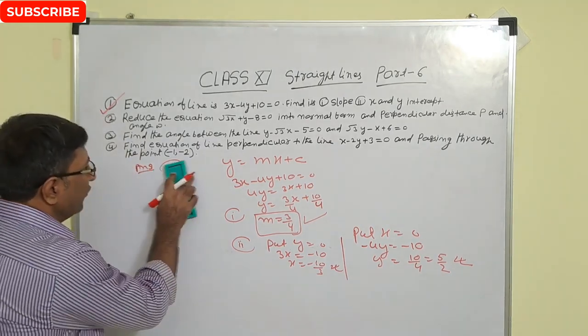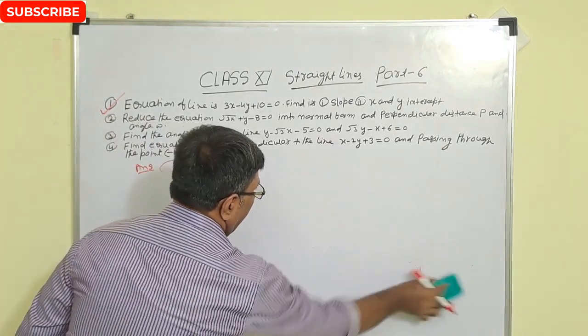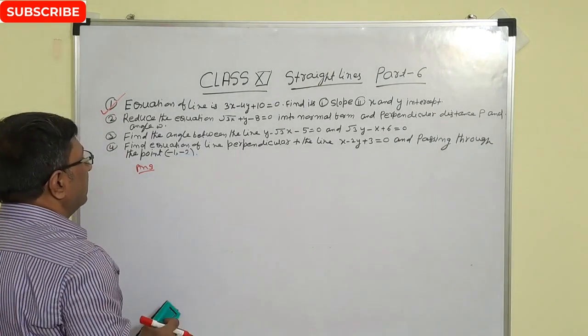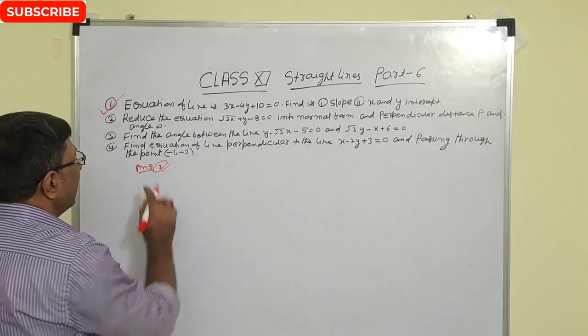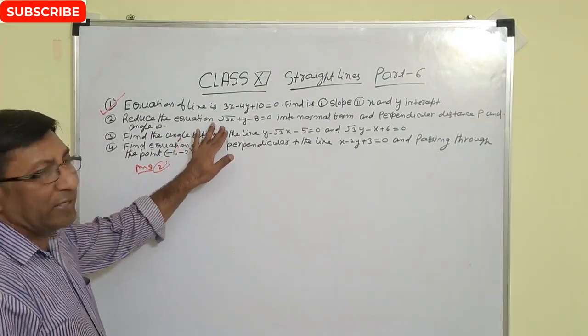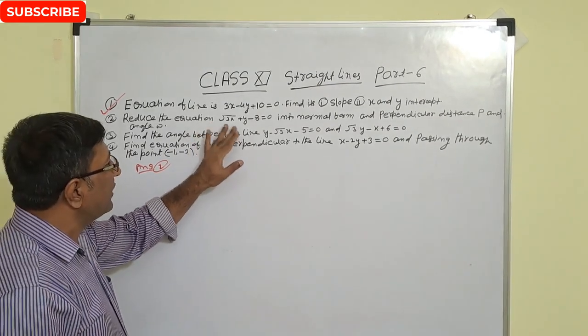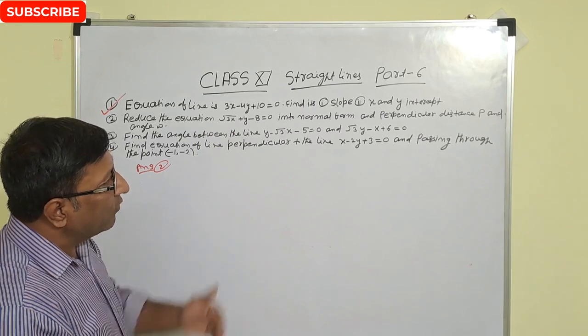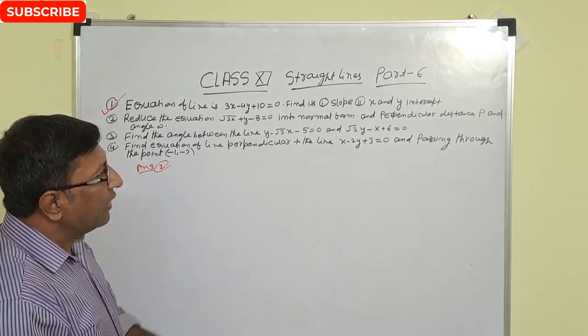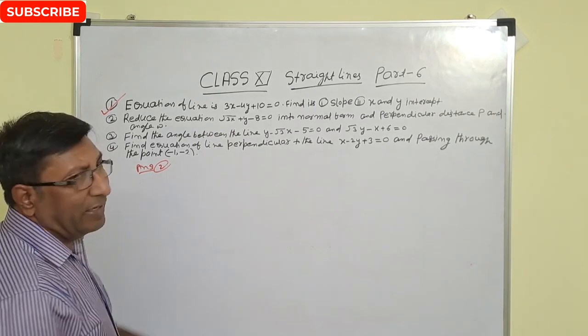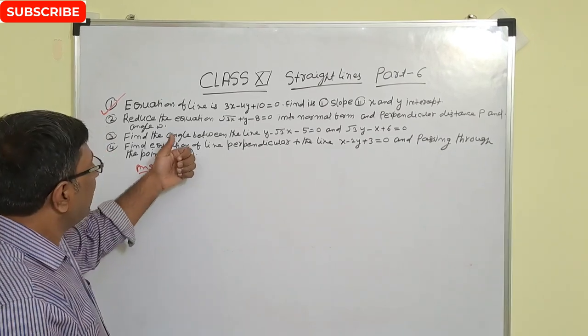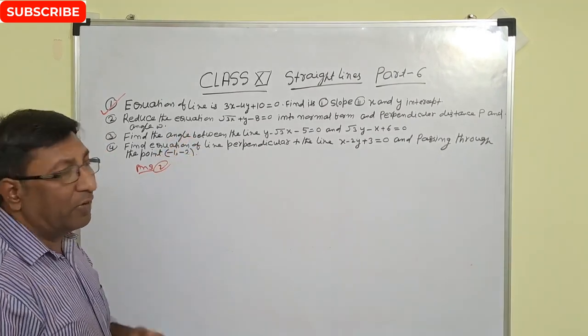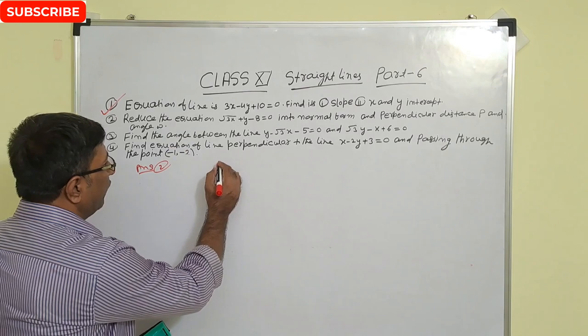Now see the next question. The second question is: reduce the equation root 3x plus y minus 8 equal to 0 into normal form, and find the perpendicular distance p and angle omega. So you know the equation of the line in normal form.